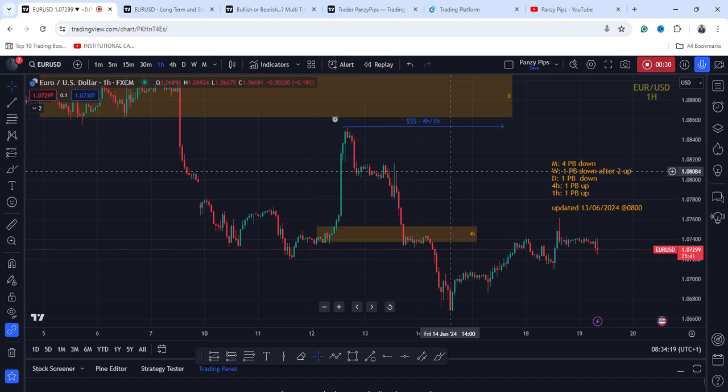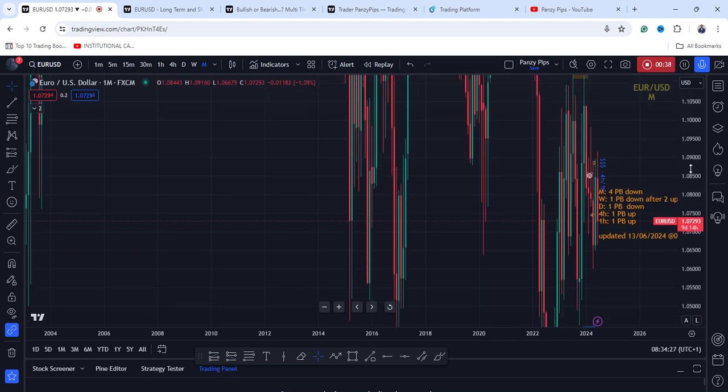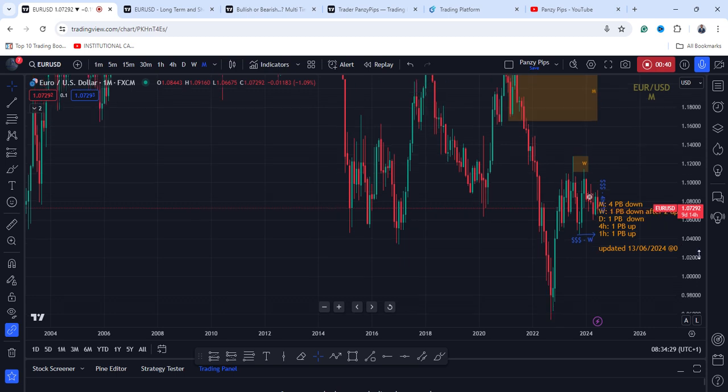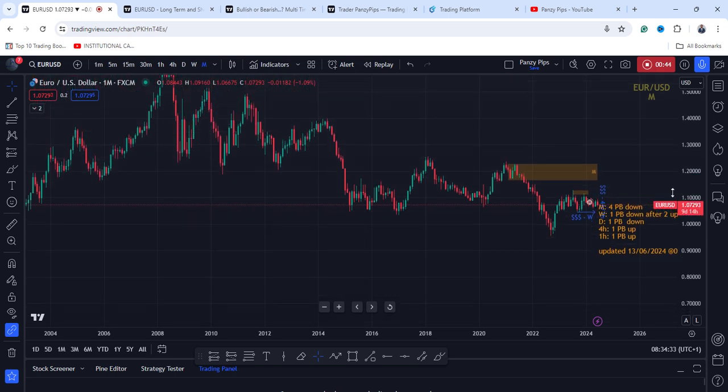All right. So first things first. Because it's top down, I'll start from the monthly to give you good insight and perspective of how the market is moving in the larger time frames, so we can have a clear picture of dynamics in the market. Okay, so here we are on the monthly.